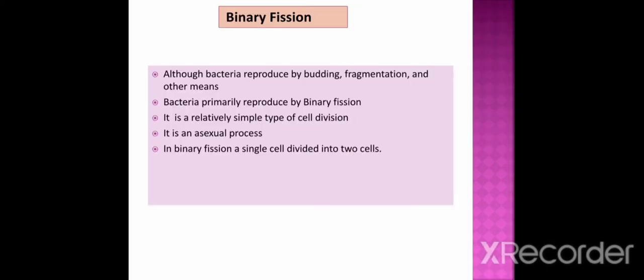Today we will discuss bacterial reproduction by binary fission. Bacteria are prokaryotic unicellular microorganisms. They reproduce by budding, fragmentation and other means. Bacteria primarily reproduce by binary fission. It is a relatively simple type of cell division. Binary fission is an asexual process. In binary fission, a single cell divides into two cells.